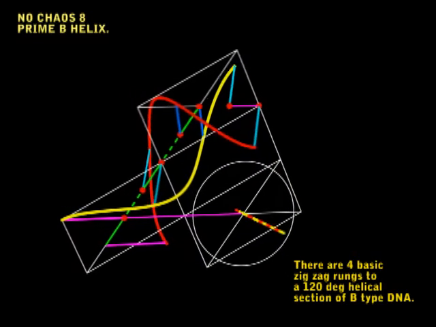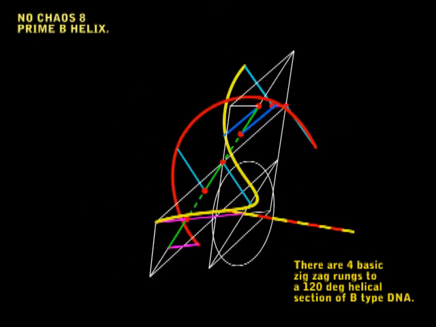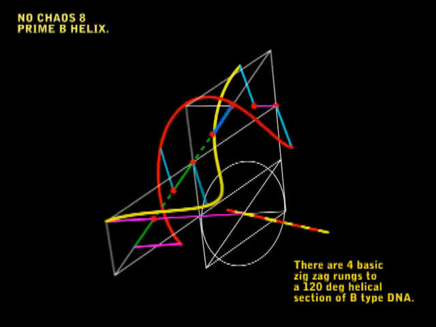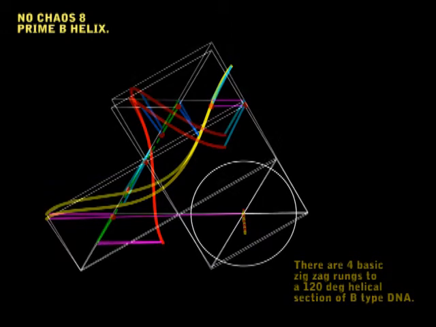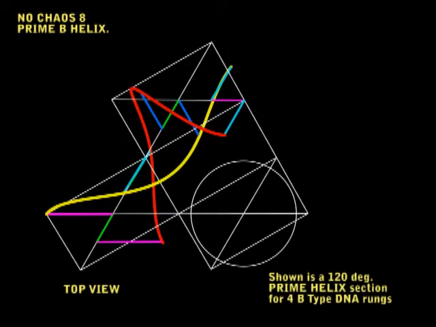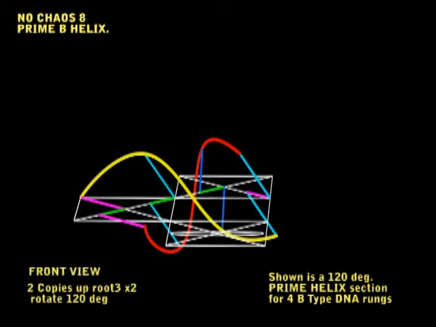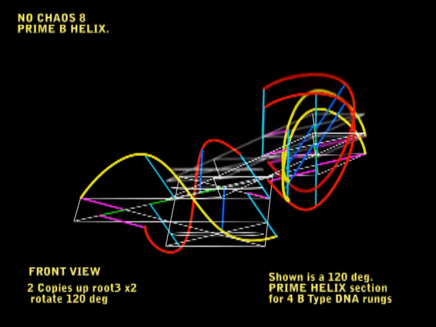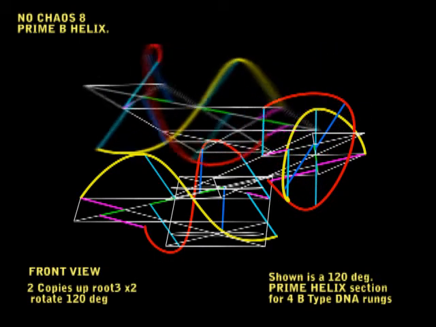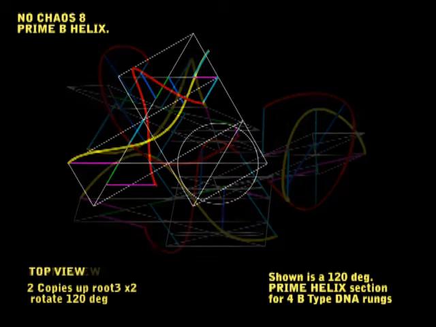So I think we can say that we've got 4 zigzag rungs on a 120-degree section of B-type DNA. I think it might be looking very promising. Okay, so we can clean this up to the bare essentials, and what we are really down to is a prime 120-degree helix section that contains 4 rungs of B-type DNA. Okay, let's see this in the top view. We'll make 2 copies of these sections and move up double root 3 and rotate 120 degrees. And I think I'll show this animation in the top view also.